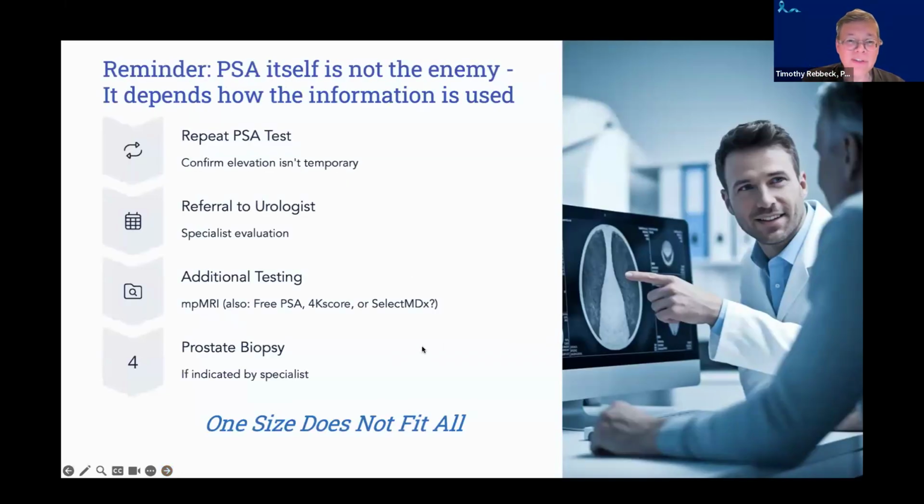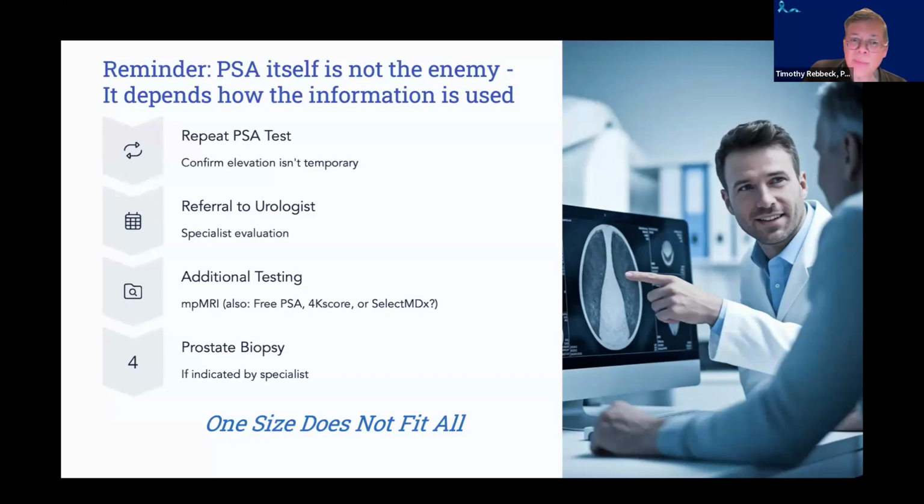So the final reminder is that PSA is not the enemy. It depends on how the information is used. So we often think, is PSA good? Is PSA bad? PSA is just a test. And I think the most important thing for us to keep thinking about is that the information we get from a PSA test guides us to do something. And we hope we make good decisions about the action that we take based on a PSA test.